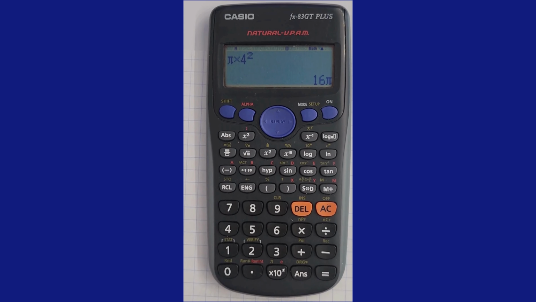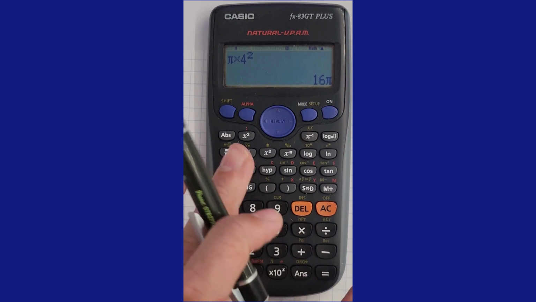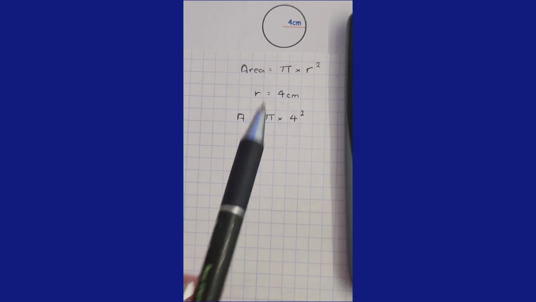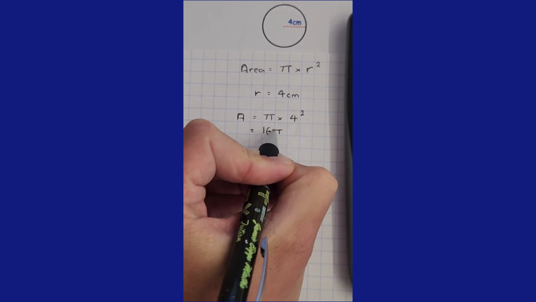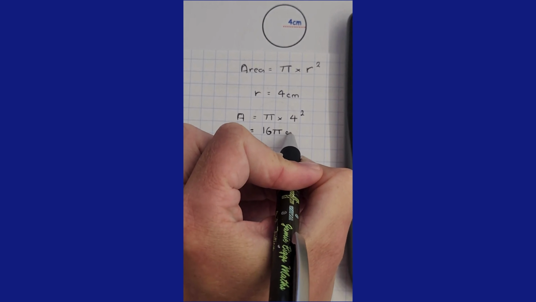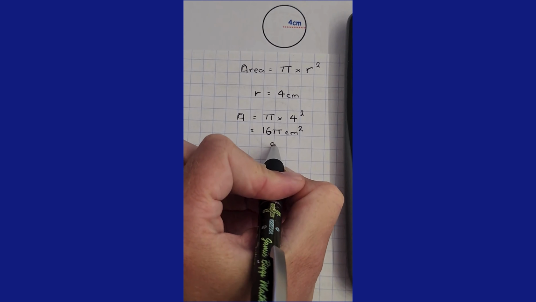So unless the question specifies, it might say leave your answer in terms of pi. If it says leave it in terms of pi, that's all it wants. What's the number in front of the pi? So the answer would be 16 pi. And because it's an area question, I've got a unit of centimeters, so it would be centimeters squared. So that would be perfectly acceptable if it asks for that.